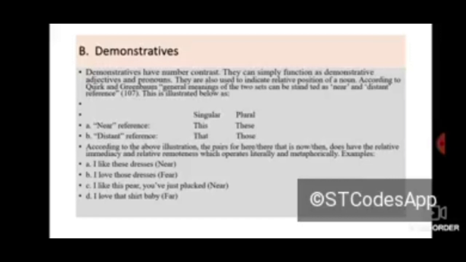We have the singular and the plural demonstratives. So this and that are singular. These and those are seen as plural. You can't say this clothes are mine. No, you can't say that. But you can say these clothes are mine. This is a near reference.